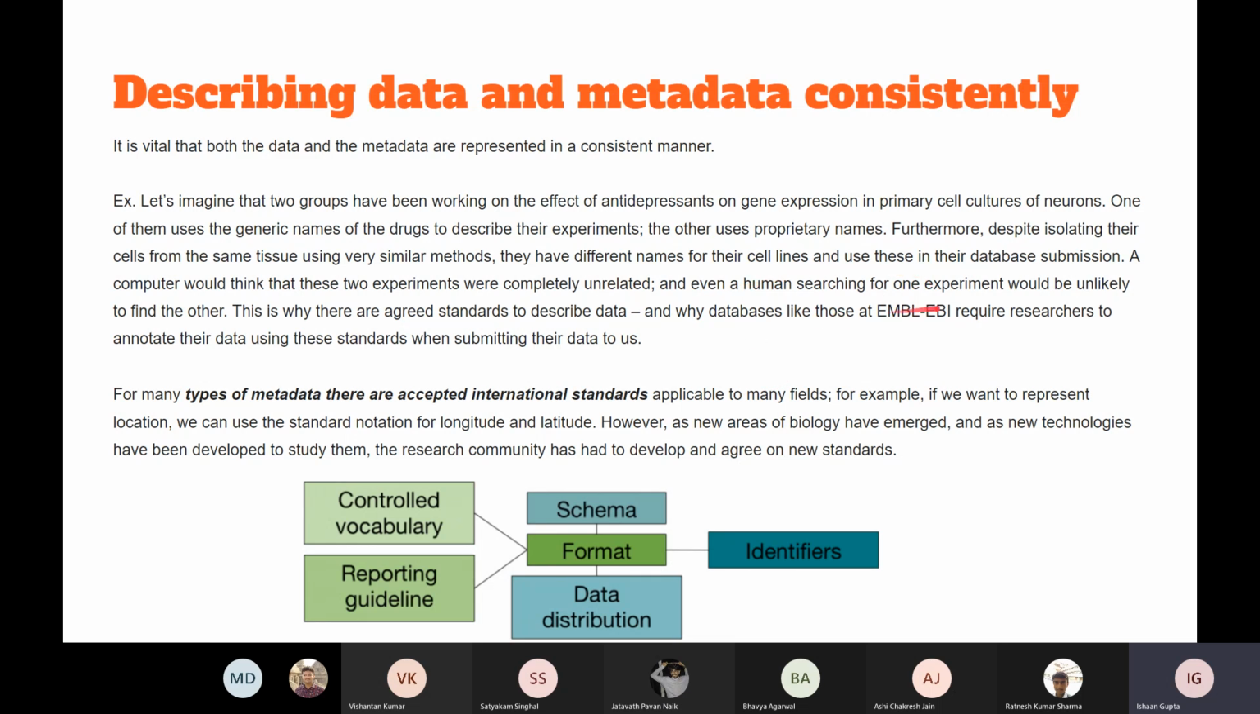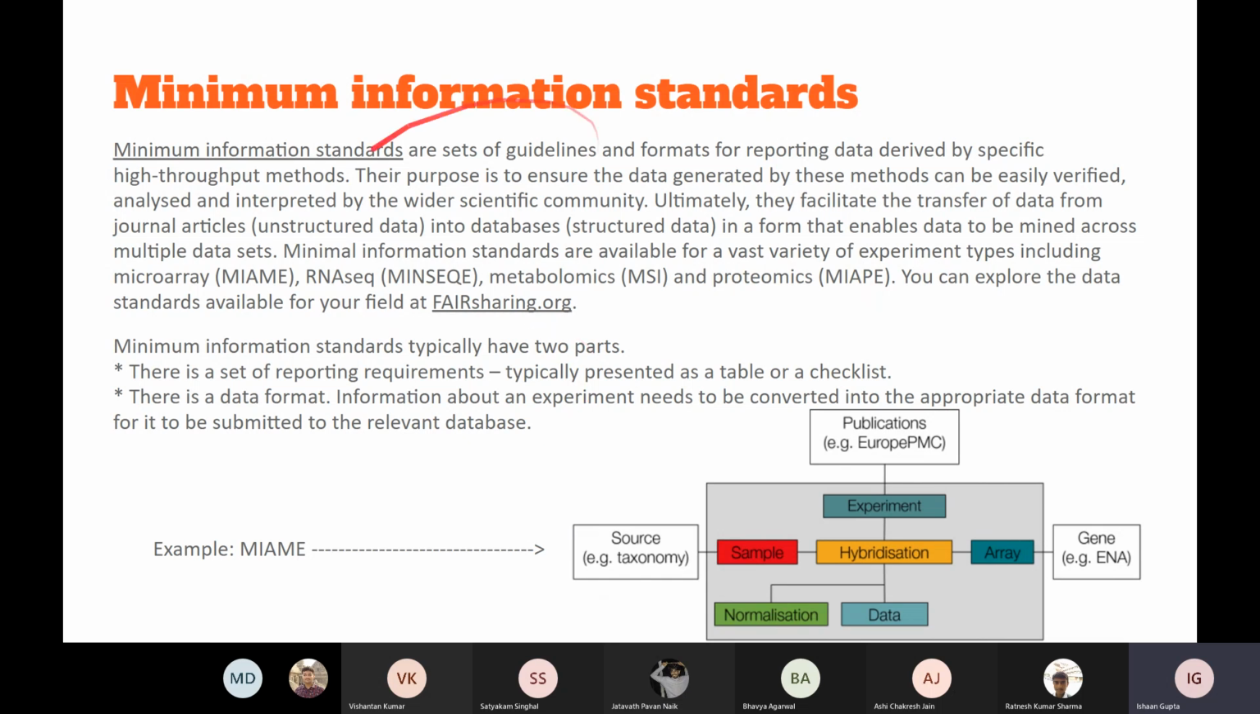And therefore databases like EMBL, EBI require researchers to annotate their data with standard controlled vocabularies of information. So, for the types of metadata that are accepted in international standards, there are many examples, and this is often called minimal information standard. So, for example, a standard notation for longitude and latitude, which is found in GIS notation. So, what do you mean by minimum information standard? So these are guidelines or formats for reporting data derived from specific high throughput methods.